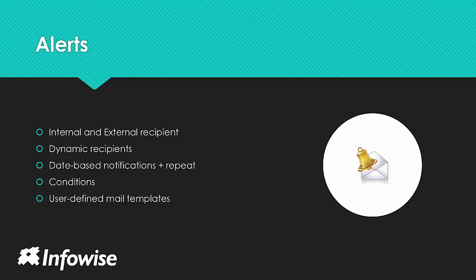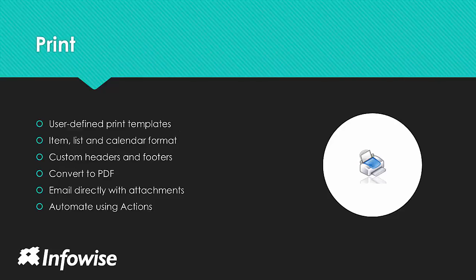We can have date-based notifications with the repeat functionality. So for example, 2 days before the due date, we start this nagging email that says please complete the task, and we do not stop until they actually complete it. We can have conditions. So for example, only send me a notification when the amount is greater than $10,000, and don't bother me with all the small stuff. And you can also create user-defined email templates. So the email can look exactly like you want it and not like a generic SharePoint email.